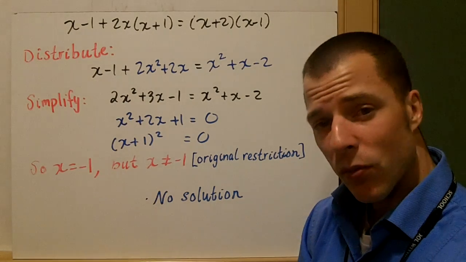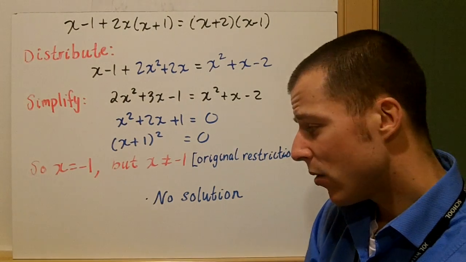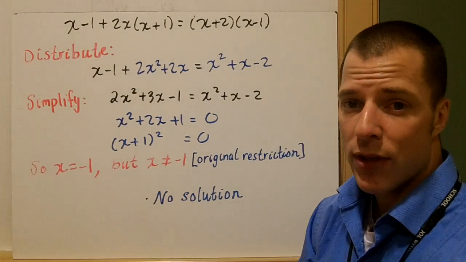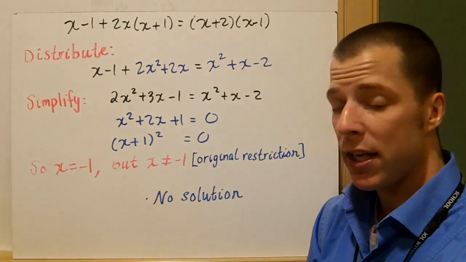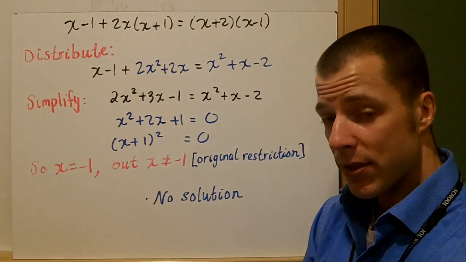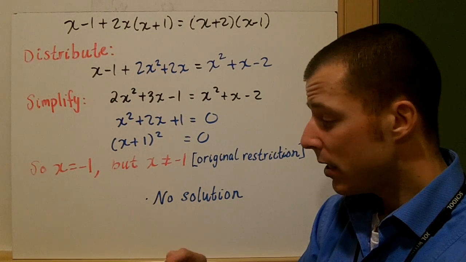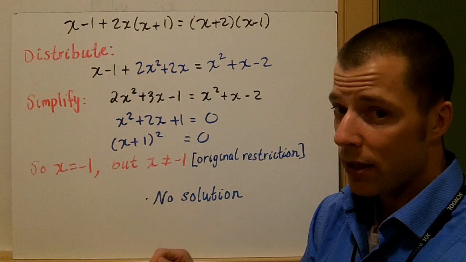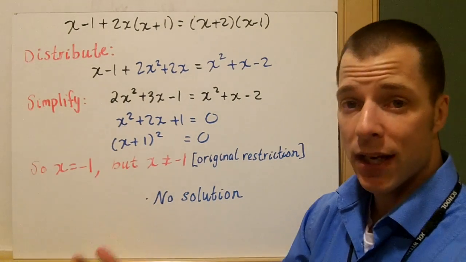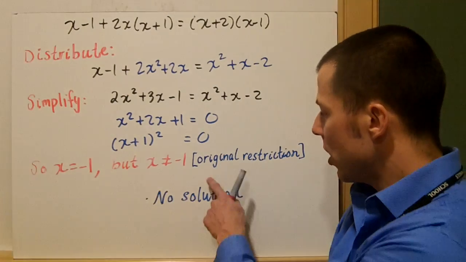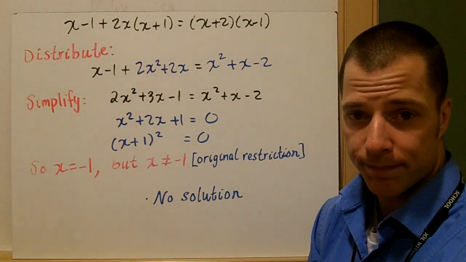However, in the original problem, what I told you is that we have an x value that can't be negative 1. When you looked at the LCD, x plus 1 times x plus 2, x couldn't be negative 2 and x couldn't be negative 1. But we're saying that the answer is negative 1. That's a contradiction. So there's actually no solution to this equation.